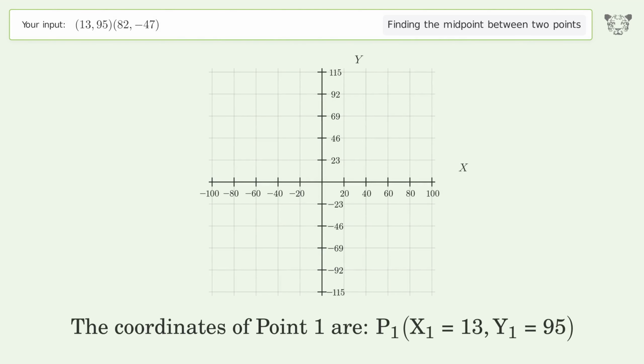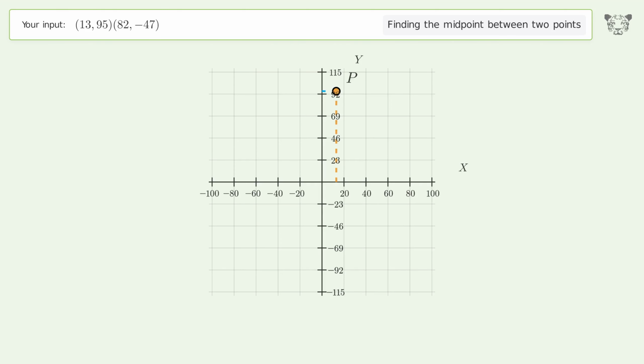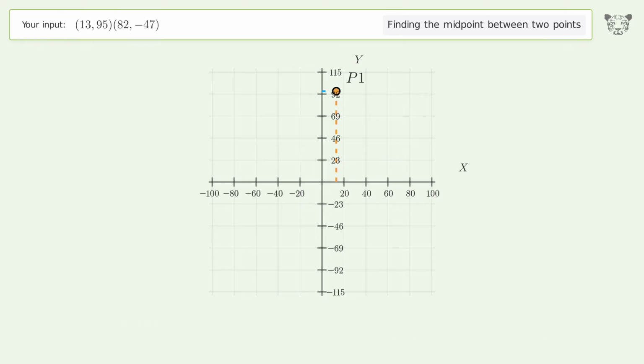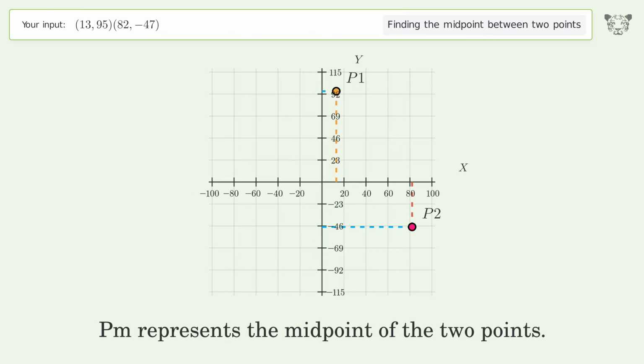The coordinates of point 1 are x1 equals 13, y1 equals 95. The coordinates of point 2 are x2 equals 82, y2 equals -47. PM represents the midpoint of the 2 points.